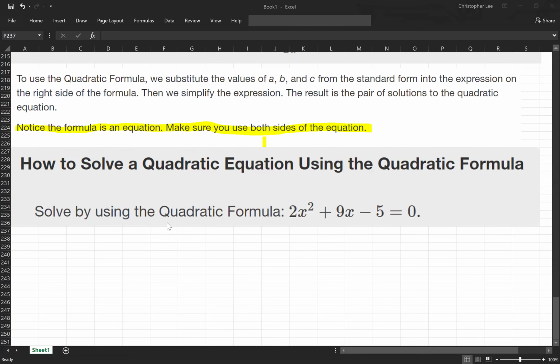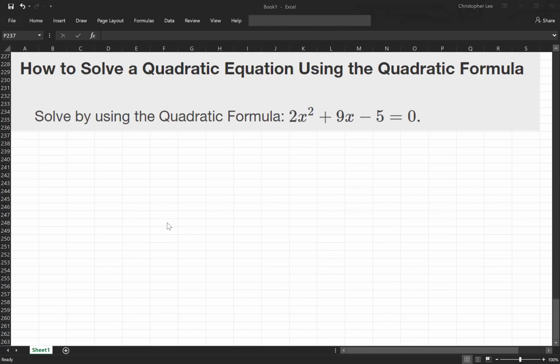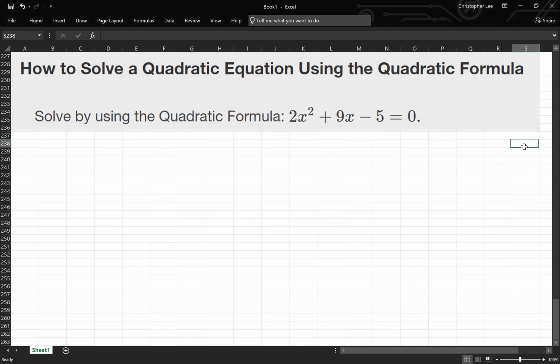All right, let's take a look. So the first thing we want to do, remember that our standard form is ax squared plus bx plus c is equal to 0. What we want to do is identify a, b, and c. That being said, in our equation, let's look at what a is. A is the number that's in front of x squared. So in our question, our a is going to be what? 2.